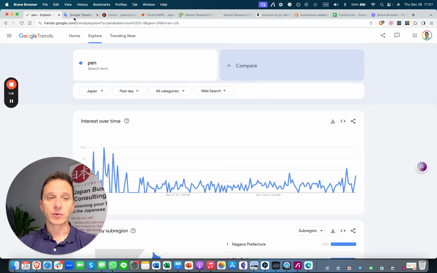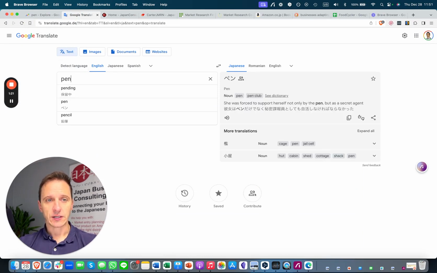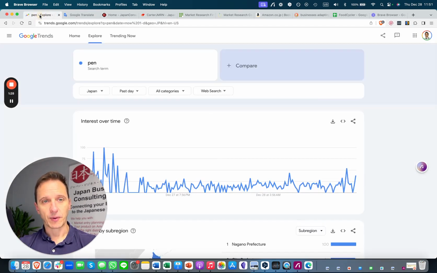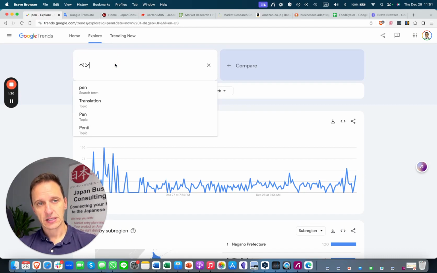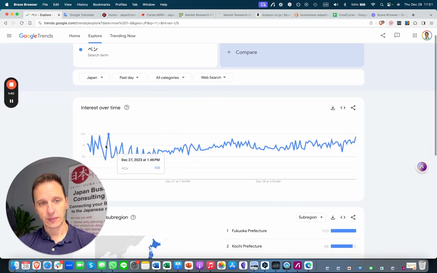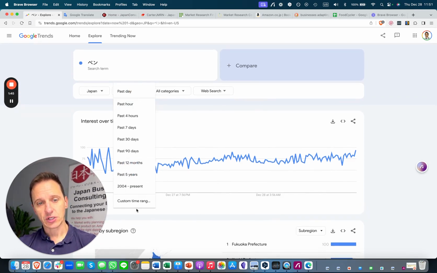But what I would recommend doing is to go to Google Translate and actually look for the Japanese term, copy it, and then go back to Google Trends, paste the Japanese term that you found, and then you will find a graph that is showing what the interest over time is. Now this is just over the past day, so I would adjust this for the maximum time horizon available. That's from 2004 to present.